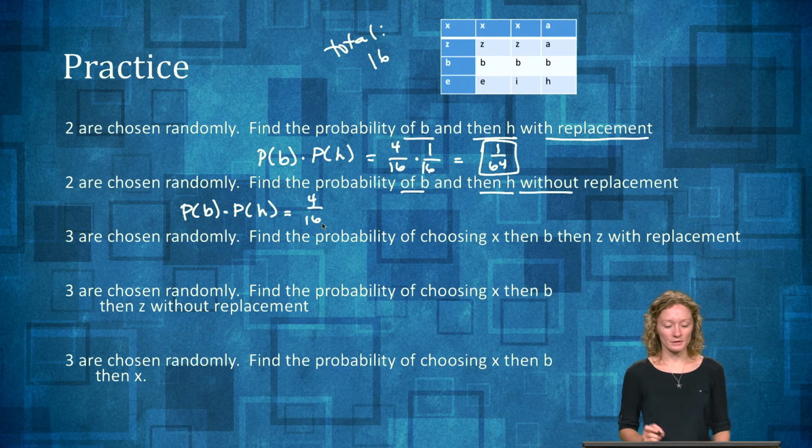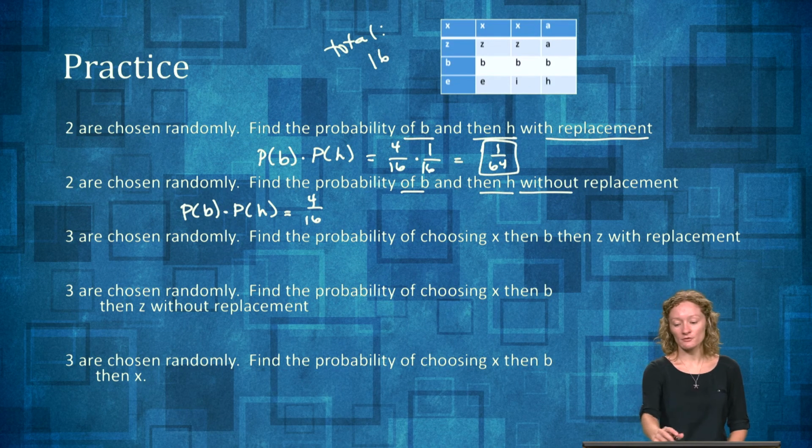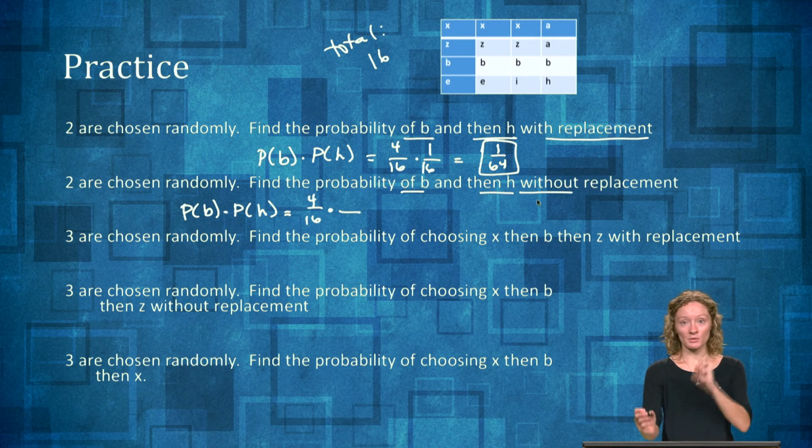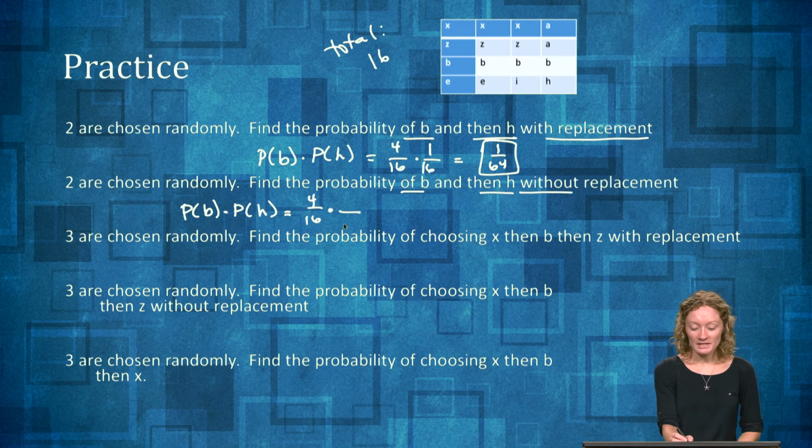The first one's always still the same. Probability of choosing a B on your first selection, 4 out of 16. There are 16 options, 4 of them meet your criteria. That's it. The second one is where we have to decide. There is no replacement, so we're keeping the B. How many tiles remain? Only 15.